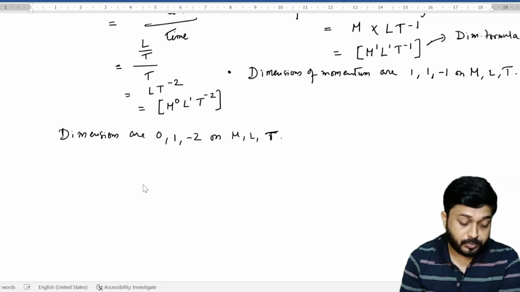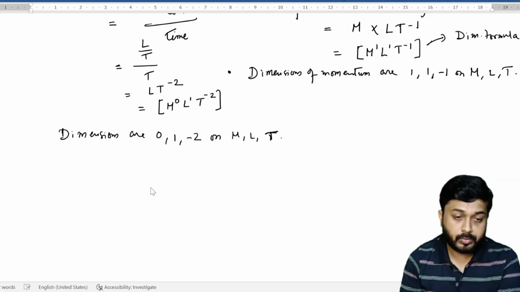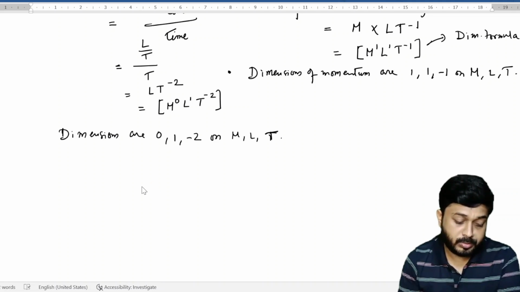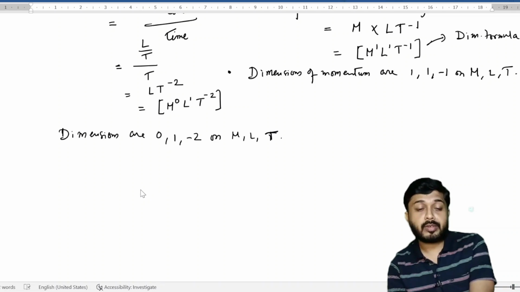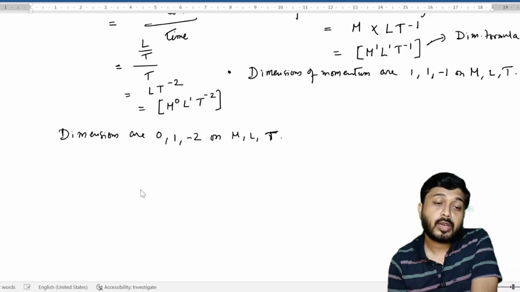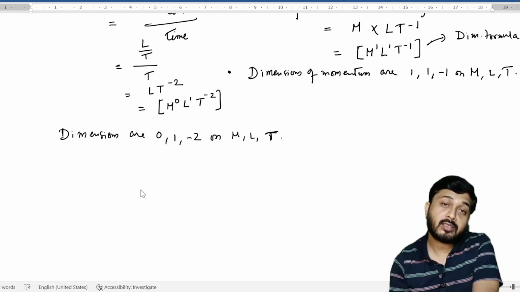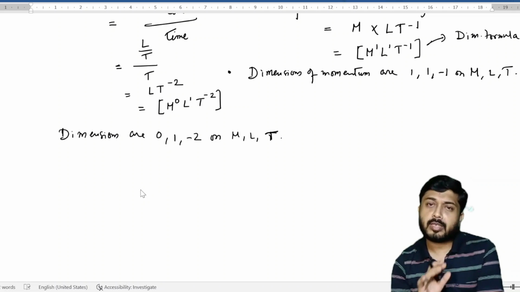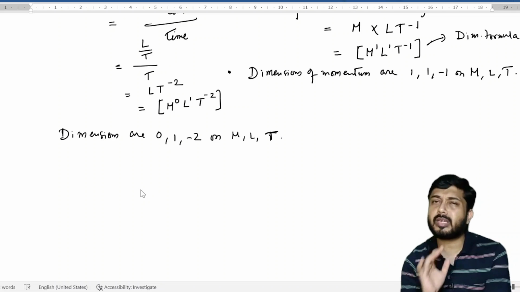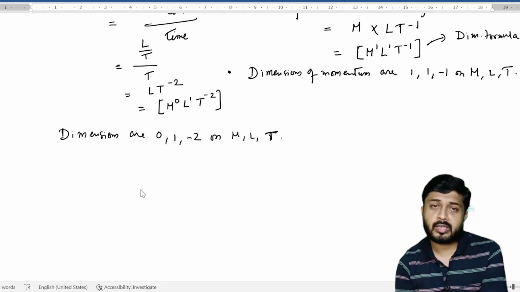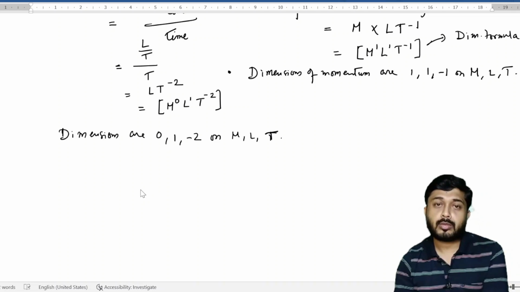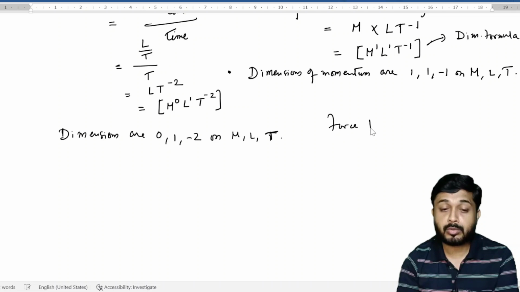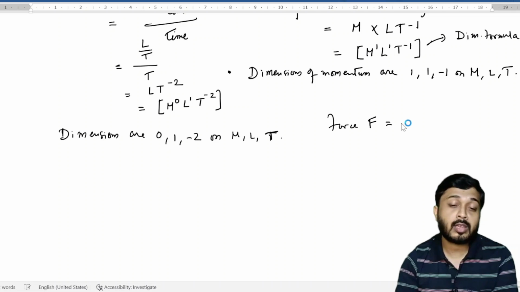So this is very important, keep it in mind. It is very important to remember the dimension of acceleration, because you have to remember the dimension of force. Yes, that is very important, because for many other quantities you will require the dimension of force, so commit it to memory. Okay, all right. So what should be the dimension of force? Let us find it out as well.